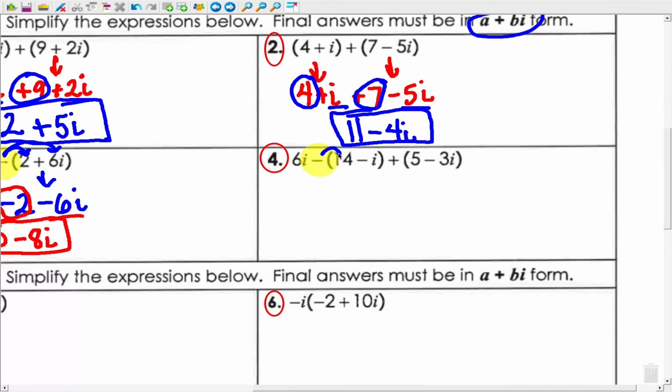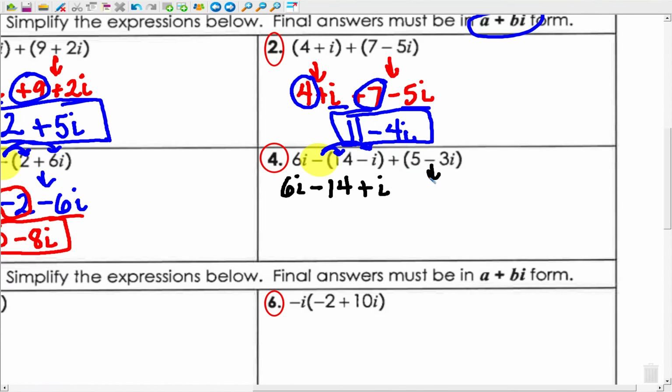Now, this negative is going to distribute here and here. So then what am I doing with the 6i? Well, that's a rhetorical question. I'm going to tell you. You're just bringing the 6i down. Now, when I distribute the negative sign to both terms inside the parentheses, I'm going to have a negative 14. And then notice this negative times negative is going to turn into a positive i.